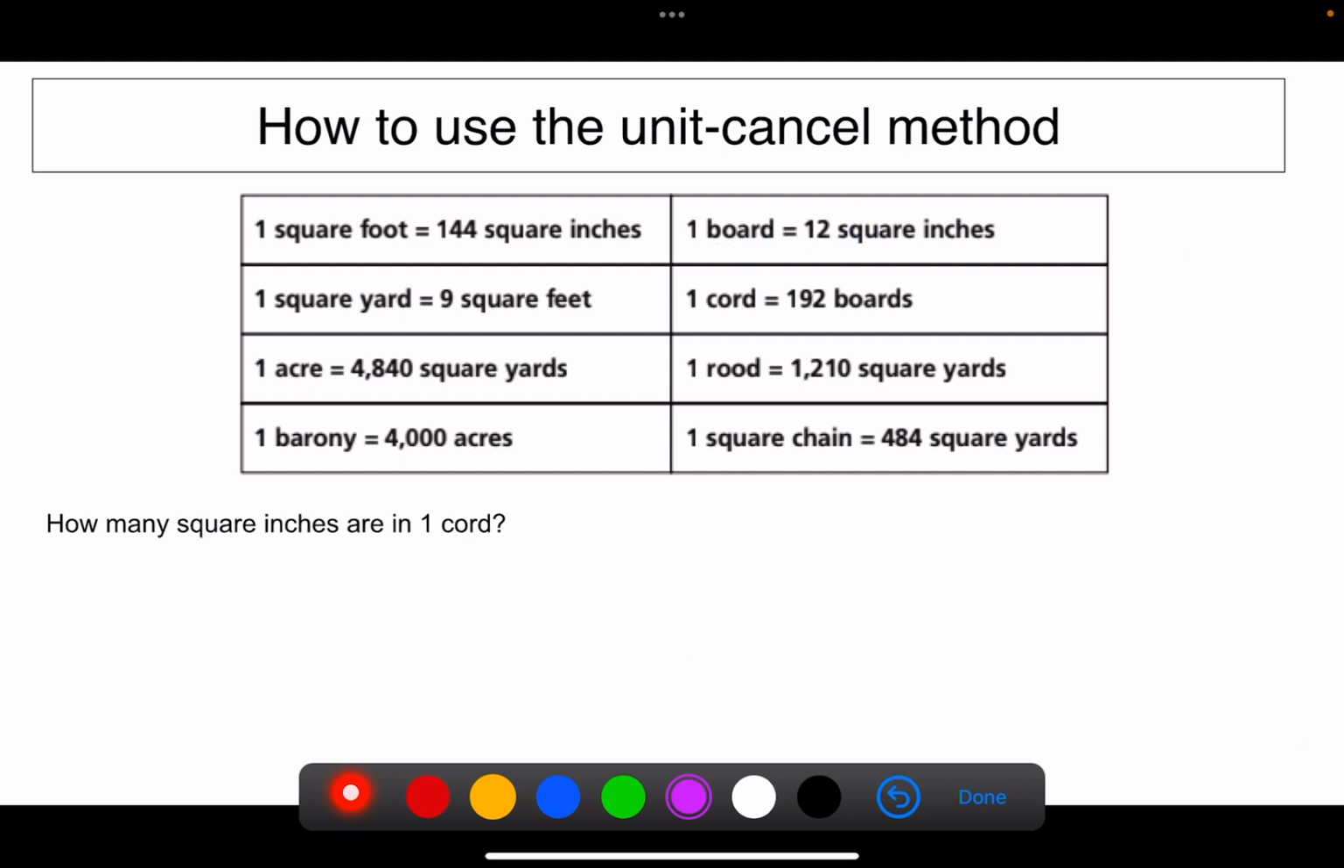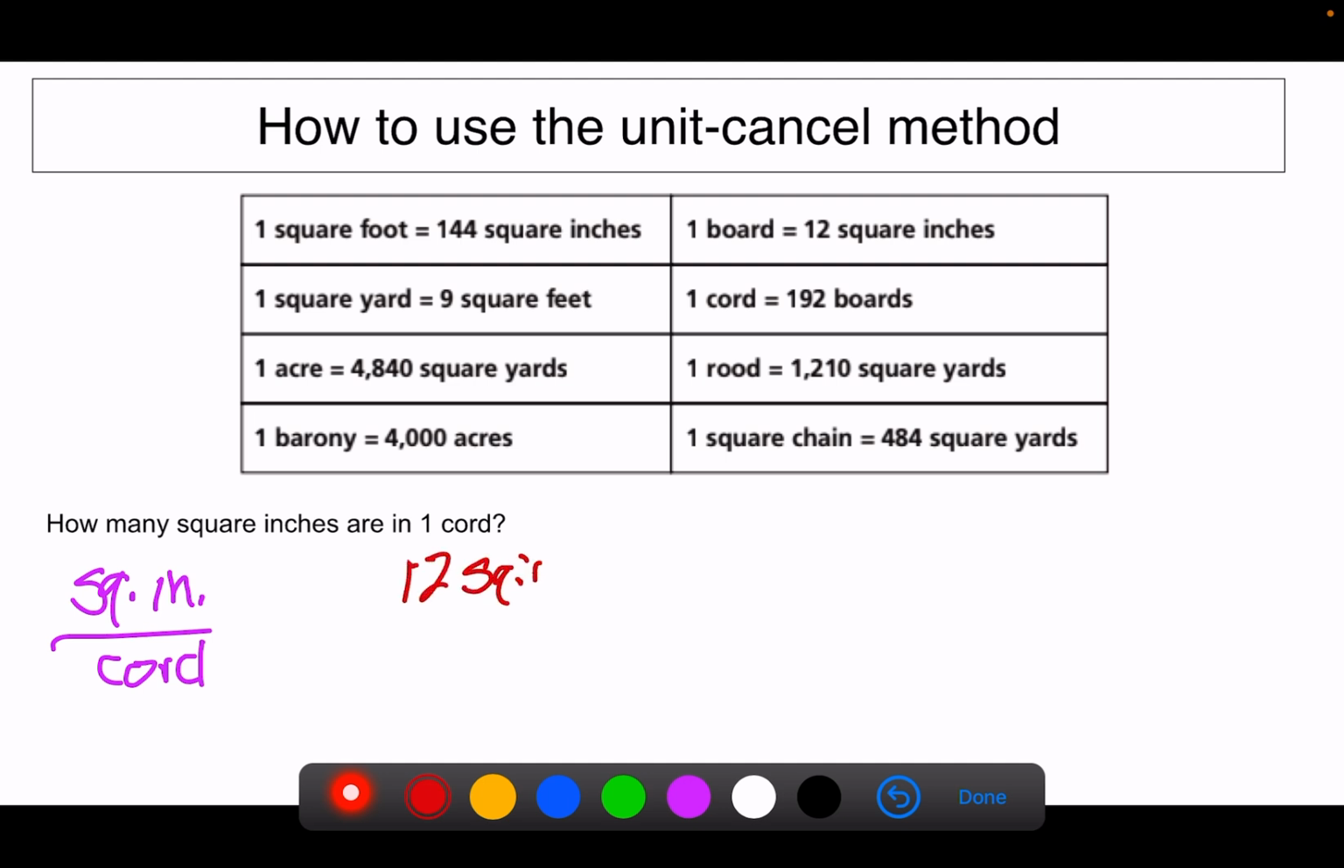How many square inches are in 1 cord? So again, we want square inches per cord. That's what we want left over. So let's start. We know there are 12 square inches in 1 board. Where did I get that? Right up here at the table. Why am I doing that? Because I want square inches and I want cords, and cords and boards are related, boards and inches. So I'm going to use this one and this one in my solution here.